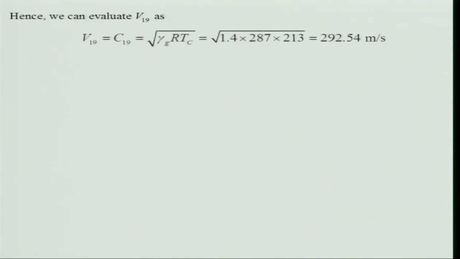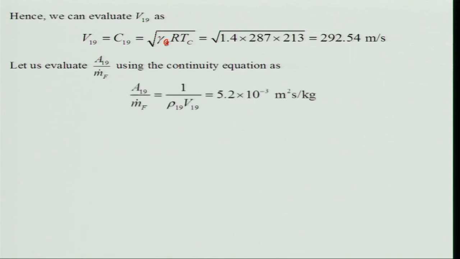Similarly, we can find V19, which is the same as the speed of sound, here again gamma a R TC. You put 1.4 times 287 times 213, and that is 292.54. If you substitute these values, you will get it. By knowing this, I can find A19 by m dot f very easily from the continuity equation, which is nothing but 1 over rho 19 times V19. You will just substitute these values and you will get 5.2 × 10⁻³ s² per kg.